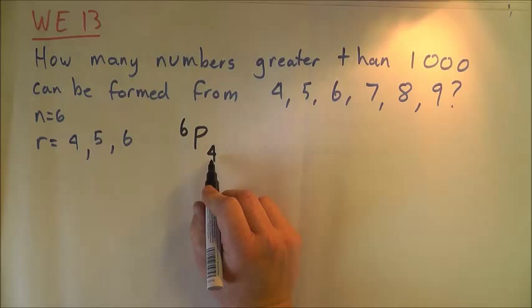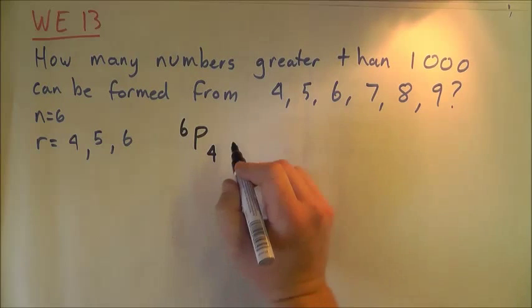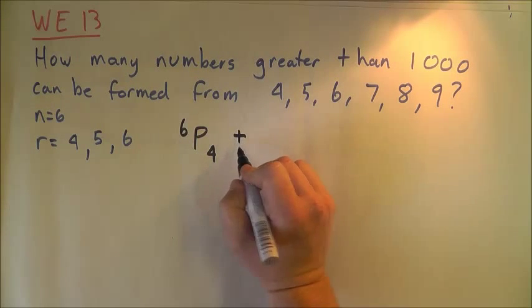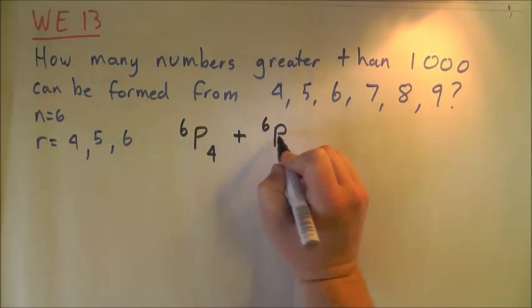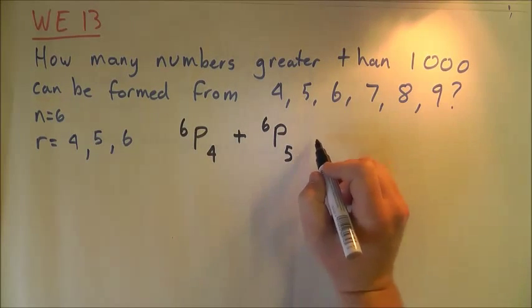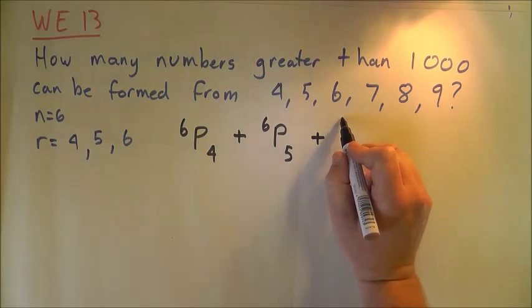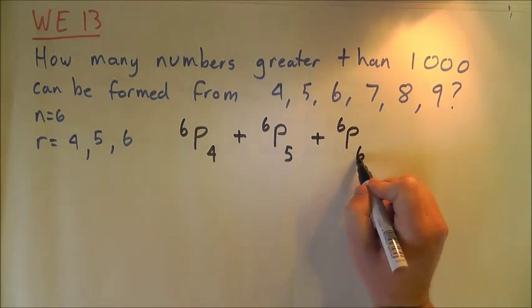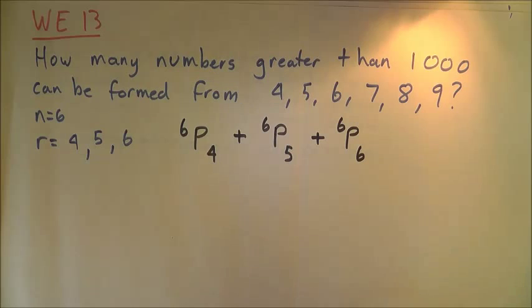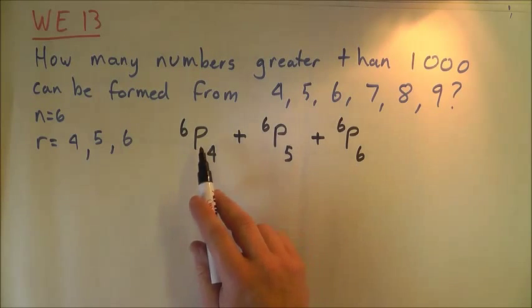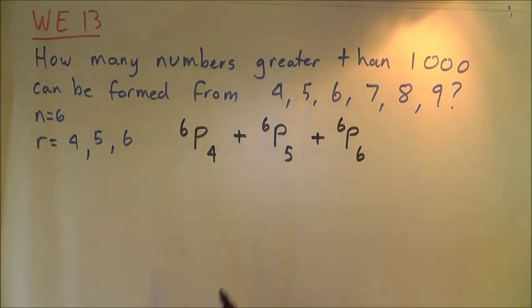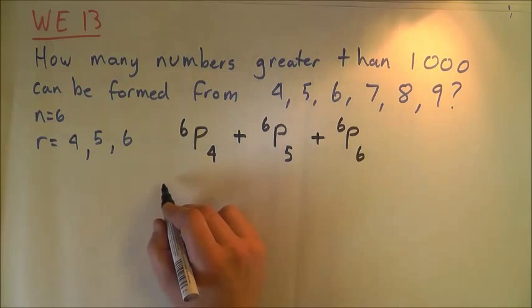That's the 4-digit numbers. Or I could have the 5-digit numbers. Or I could have the 6-digit numbers. Notice it's an OR event. I don't need both of these to occur. I just need one of them. That's why we're plussing them together.